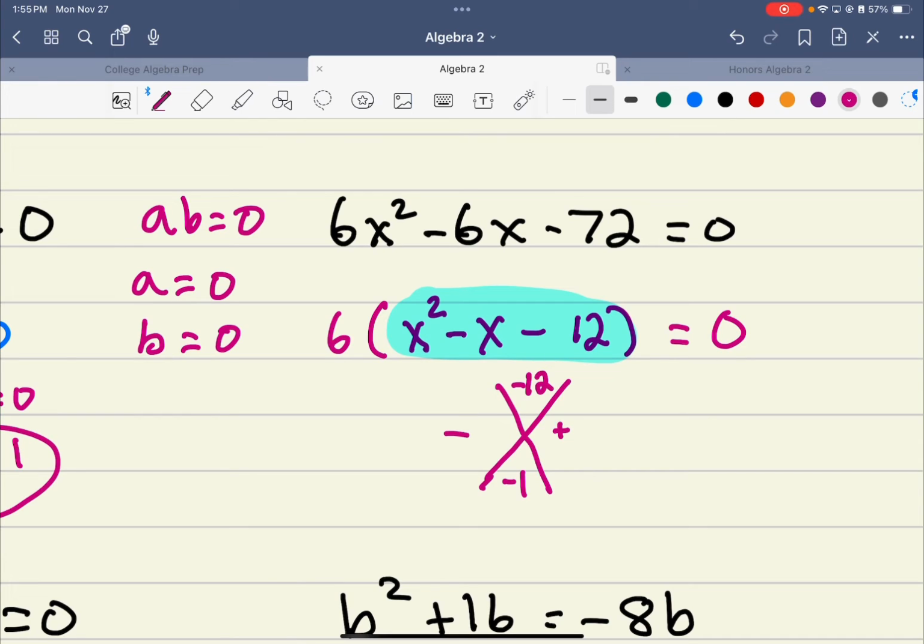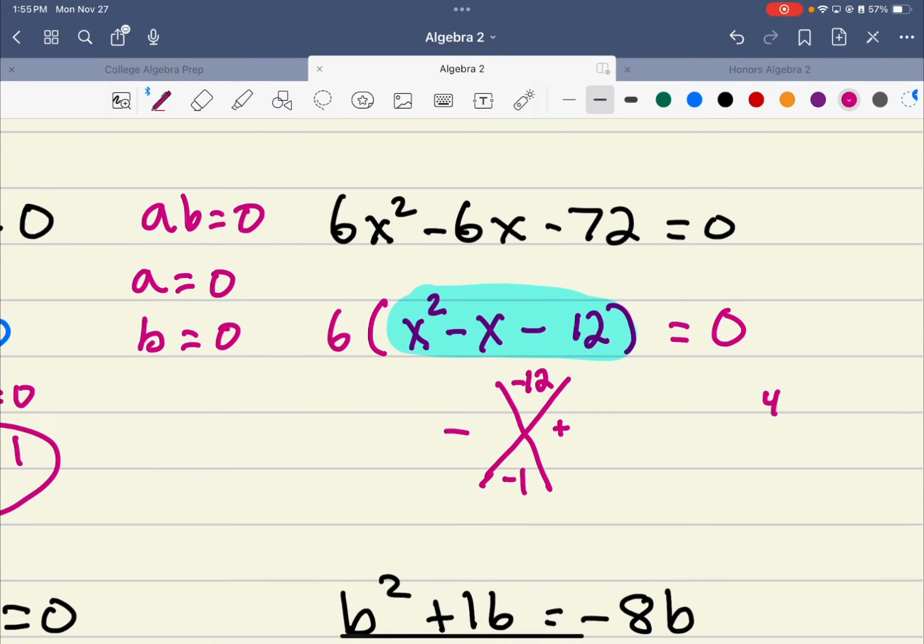Multiply to 12 and add up to 1. Difference is 1. 4 and 3. Which one's negative? We're going to use the 4 and the 3. 4 is negative. 3 is positive. So factored form is this.